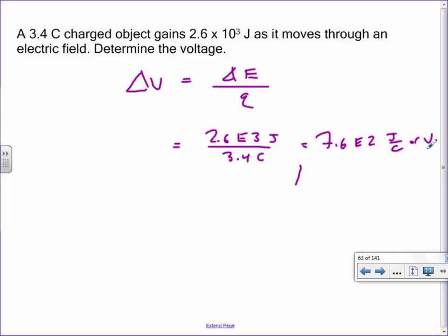Can you guys see why it makes a difference based on the charge, though? If an object gains this much energy, but if this was a 3.4 Coulomb object, what if it was like a 0.01 Coulomb object and it gained that much energy? Well, if you change that number, that would change the voltage considerably, right?